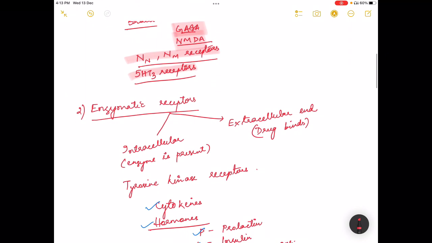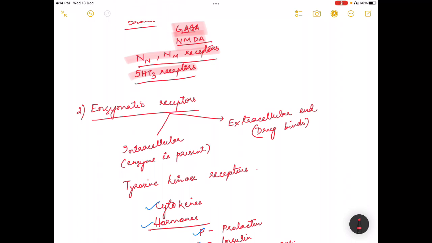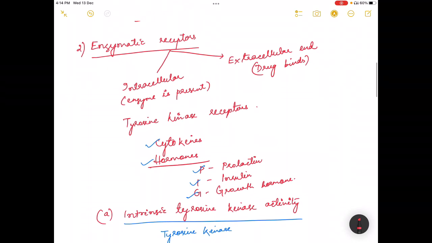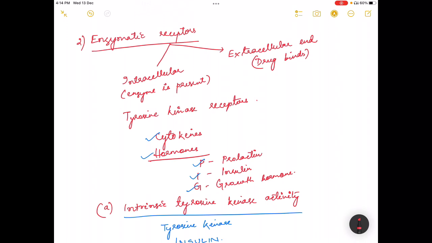Coming to the enzymatic receptors, these have two parts: the extracellular end and the intracellular end. At the extracellular end, the drug binds and activates the receptor. The intracellular end contains the enzyme, and this enzyme is responsible for the action. So tyrosine kinase receptors are an example of enzymatic receptors.